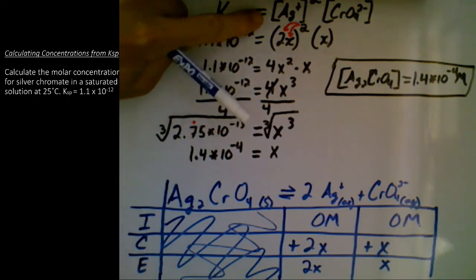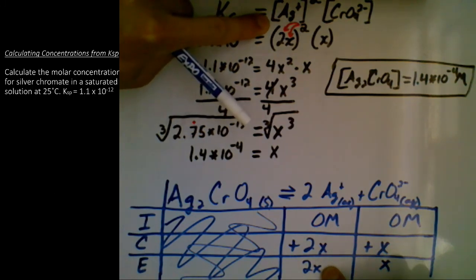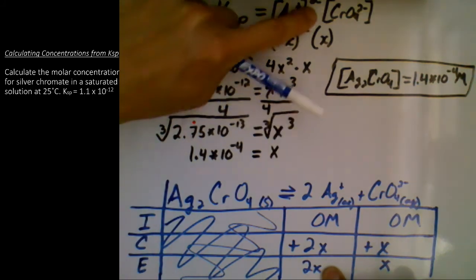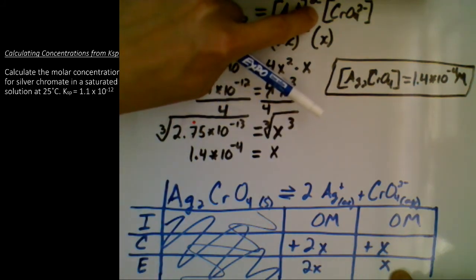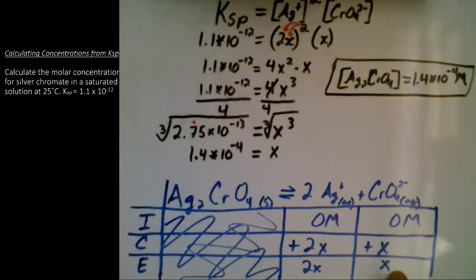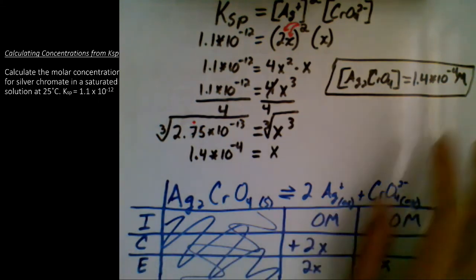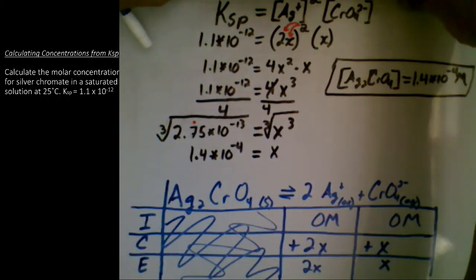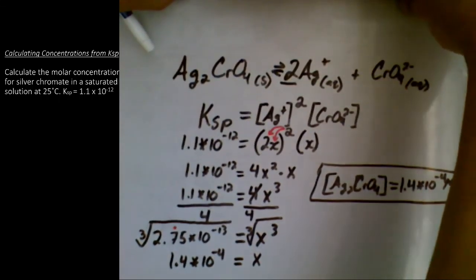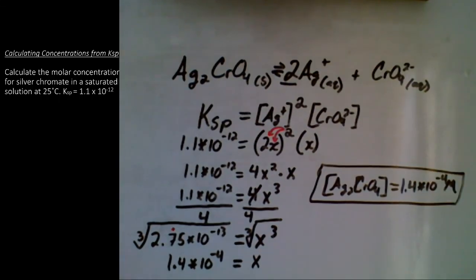And if you take a look at the concentrations and what we plugged in, 2x for silver, x for chromate. We did that because of the coefficients in the equation. And the underlying principle is based on this icebox. But that being said, you don't need the icebox. You can literally just do it like that.